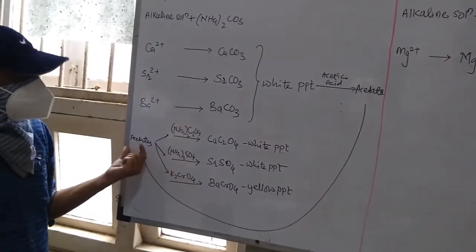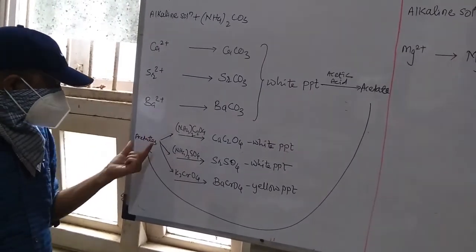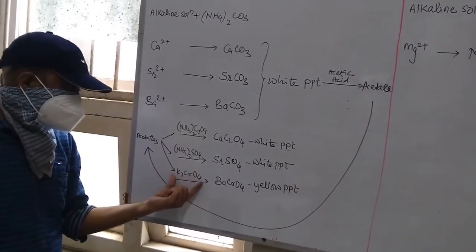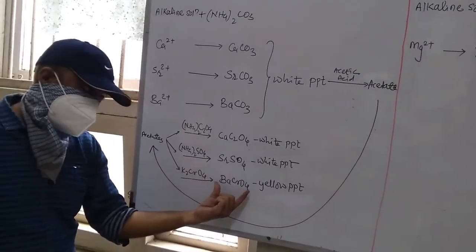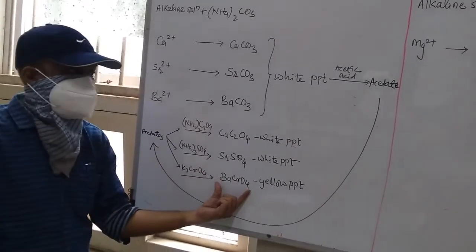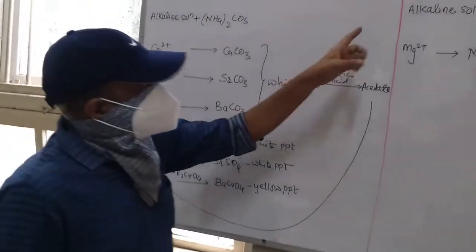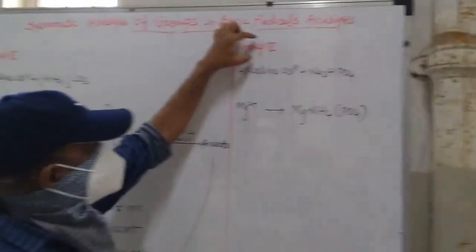Then if it is the acetate of barium, that is barium acetate, if we add potassium chromate, then formation of yellow precipitate of barium chromate takes place. Is it? Yes. Now let us see the analysis of group 5.